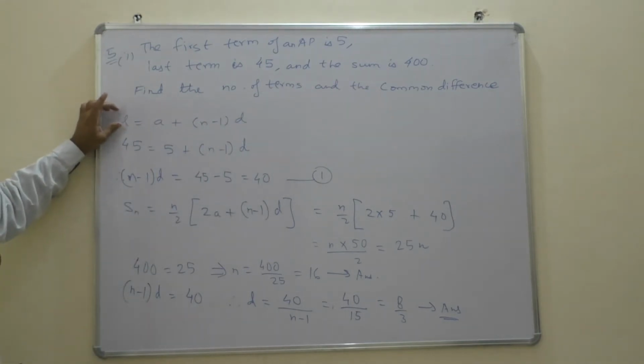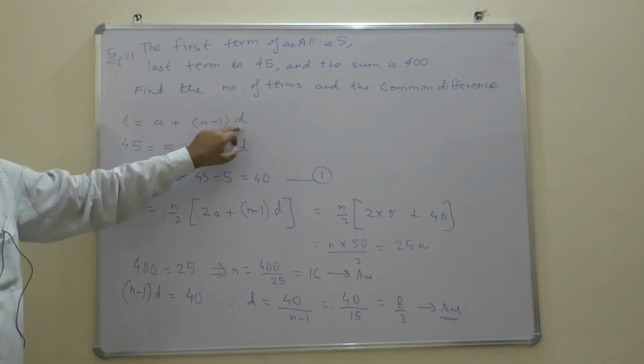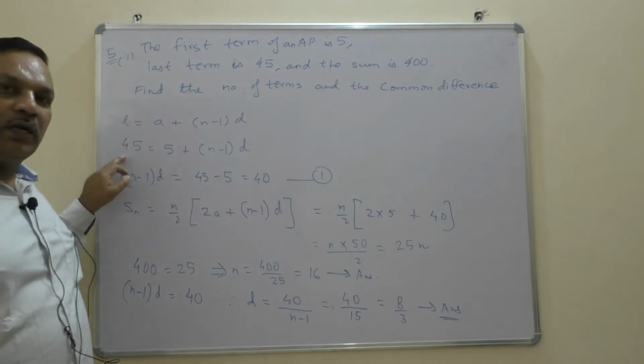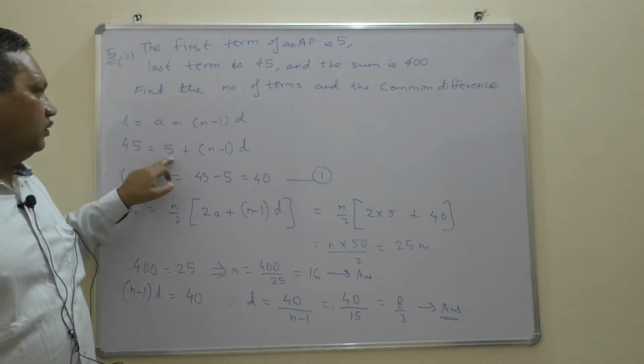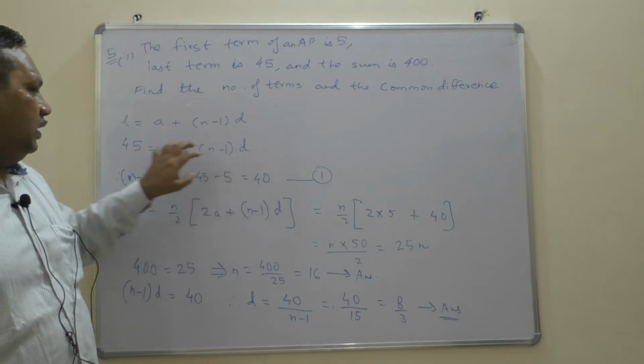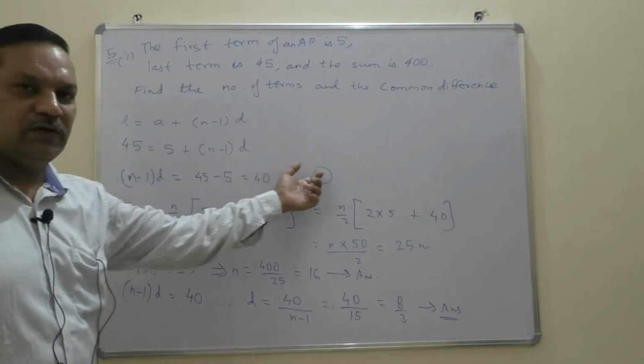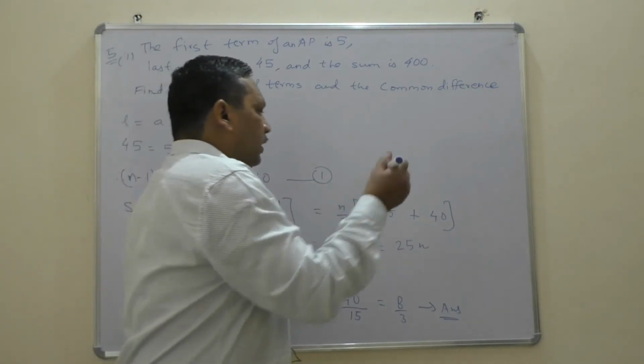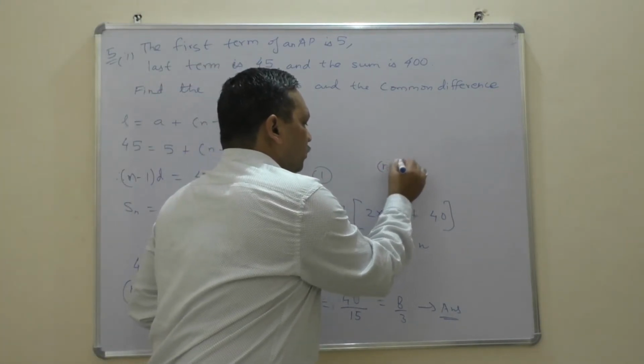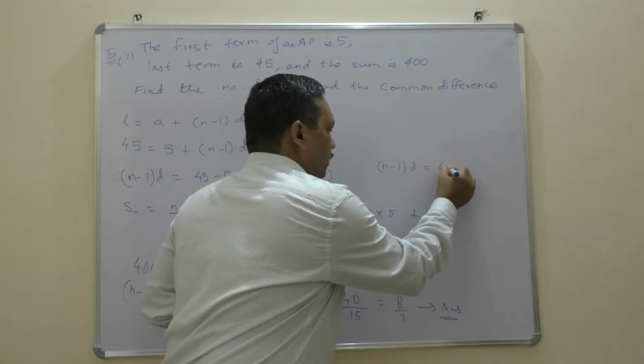We know that the last term is denoted by the formula L is equal to a plus n minus 1 d. What is the last term? 45 equal to a, which is 5, plus n minus 1 d. If I put this, n minus 1 d becomes 45 minus 5, that is 40. This is the first equation. I repeat, n minus 1 multiplied by d is equal to 40.